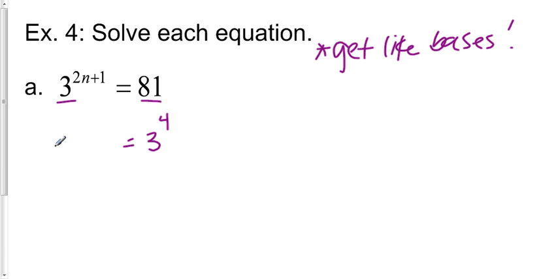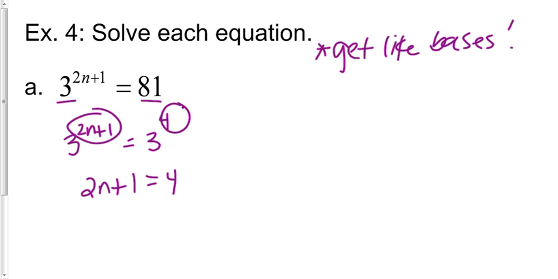So I'm going to change the equation so that I'm using a base of 3 on both sides. If you get the bases to match, we know that their powers have to be equal. So 3 to the 2n plus 1 equals 3 to the 4th power. Well then 2n plus 1 has to equal 4. The powers have to be the same on both sides. So we can easily solve this for n. 2n equals 3. Divide each side by 2, n equals 3 halves or 1.5.